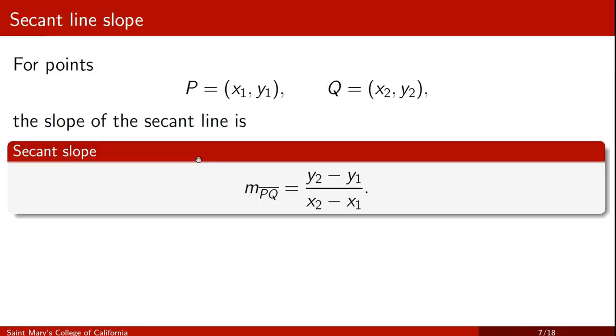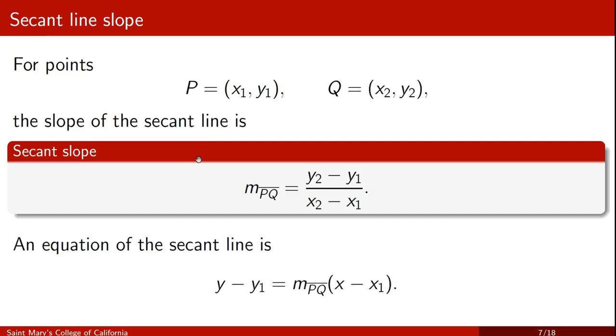Okay, so we have a secant line, and we know it goes through these 2 points, P and Q. The slope of the secant line is exactly the thing we just talked about, finding the slope of a line: y2 minus y1 divided by x2 minus x1, and that's m, the slope of that line PQ. And the equation of that same line is, just as we showed previously, the point slope form: y minus y1 equals m times (x minus x1).